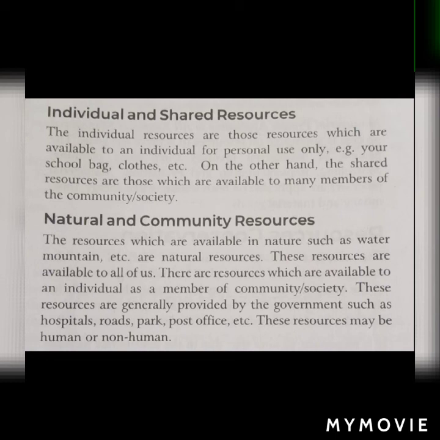Natural and community resources. Natural and community resources are those resources like water, mountains, etc., which are natural resources. These resources are available to all of us. These are resources which are available to an individual as a member of the community or society. These resources are generally provided by the government.